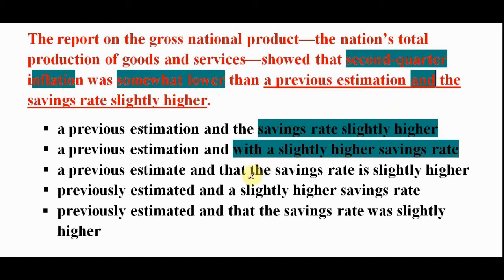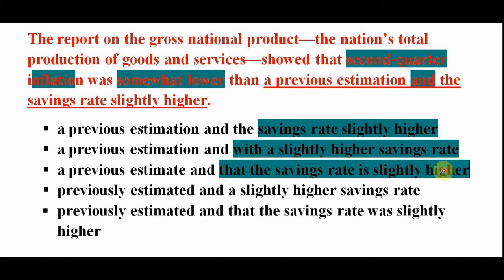Now look at option C. It says that the saving rate is slightly higher. In correct tense, it should be not "is" but "was." Why? Because inflation was lower, saving rate was higher, not "is" higher. It cannot be the parallel tense.